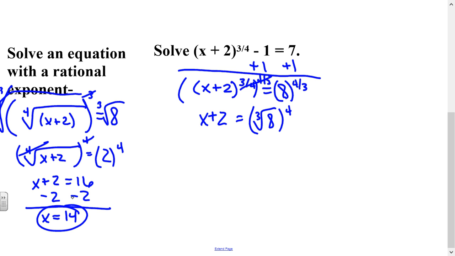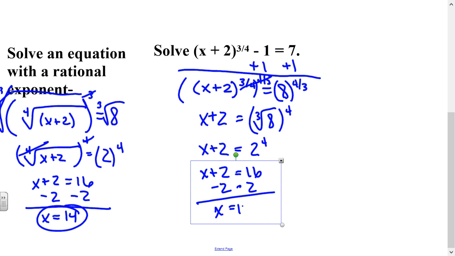So you'll see I'm doing the same thing I did over here on the left. So then I get x plus 2 equals, and the cube root of 8 is 2 to the 4th power. So we get x plus 2 equals 16, and then we subtract 2, and we also get x equals 14. So it doesn't matter which way you like to work it out. Whichever one makes more sense to you, go ahead and do it. Both ways are the same thing.